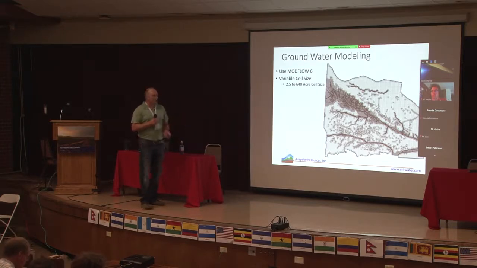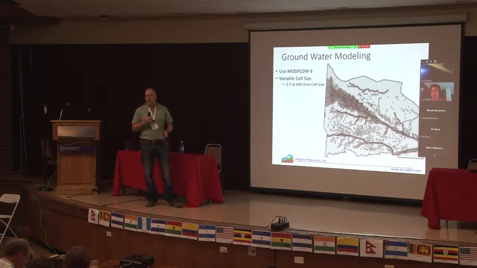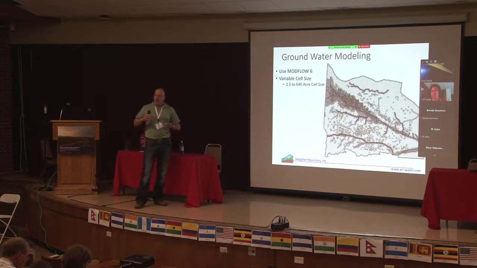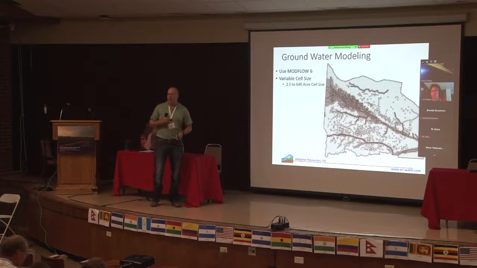We have variable cell sizes from 2.5 acre cells to 640 acre cells. So we go from tiny to about 1 mile by mile cells. So this is all brand new. We just kind of implemented this recently. It helps you make your creeks look like creeks instead of just a big blocky signature of where the creeks are. We kind of get to define that and become better at understanding the timing and flow of groundwater through the modeling.